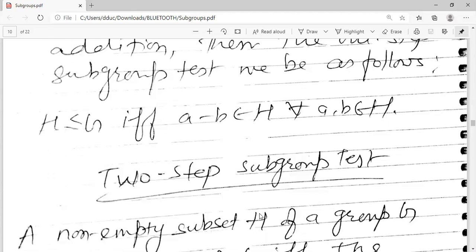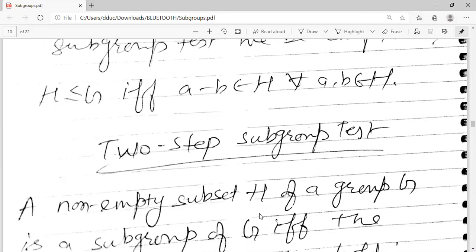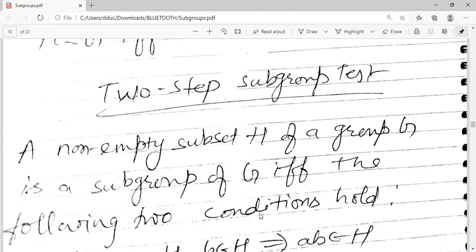Now we have another test. This is called the two-step subgroup test. So here we are going to check in two steps. So it is called the two-step subgroup test. Let us see the statement.